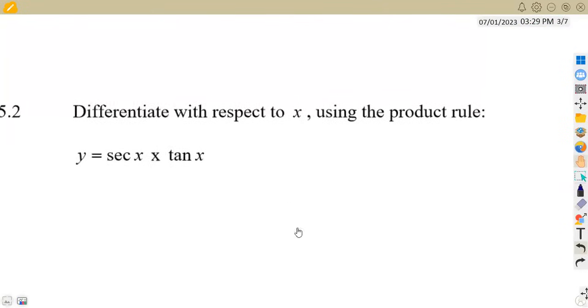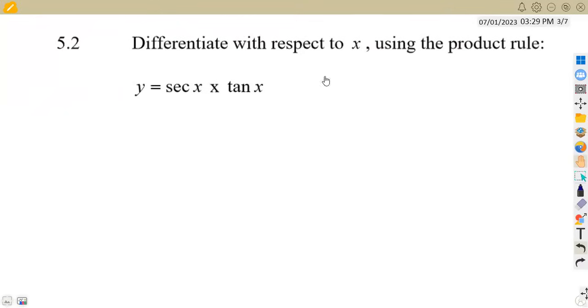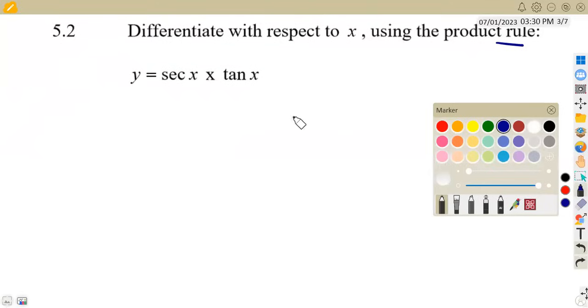All right, so let's see. Here we've got another question again on the product. So just like the previous case, you can see here, we are asked to differentiate with respect to x using the product rule in this case. And this is sec x times tan x. These are two functions being multiplied together. So this is simply our multiplication that we are having. So meaning to say we have got our u and we've got our v, just like the previous part. All right. So this is how you can play around with your product rule in this case.